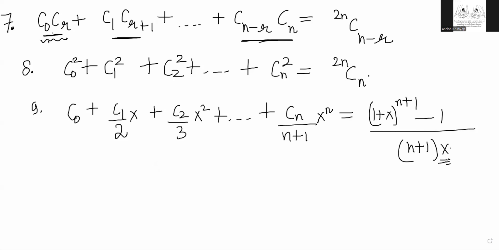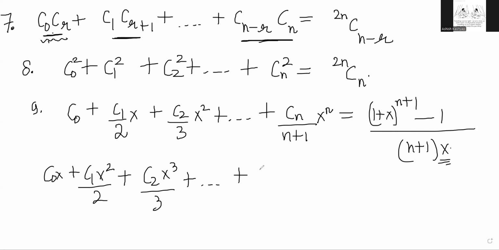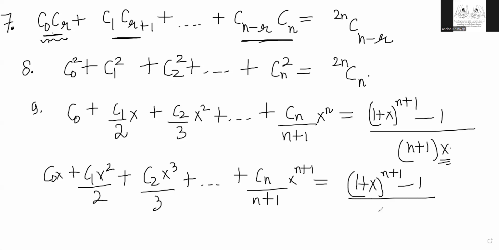So basically here x can be taken here and you get C0x plus C1 x square by 2 plus C2 x cube by 3 till Cn by n plus 1 x power n plus 1, and that is basically 1 plus x power n plus 1 minus 1 by n plus 1. And this result has come by integrating the standard binomial theorem, doing an indefinite integral on both sides, and you will end up with this.